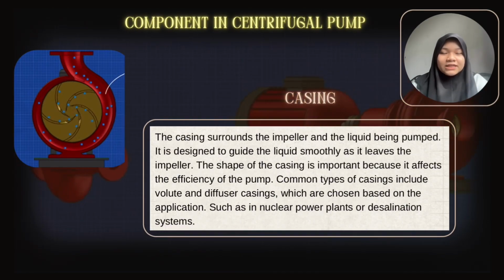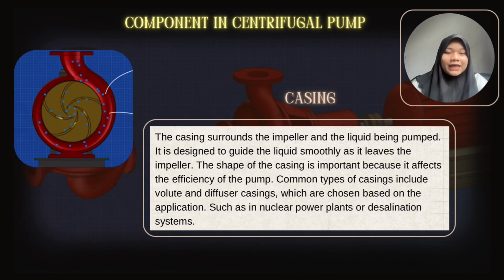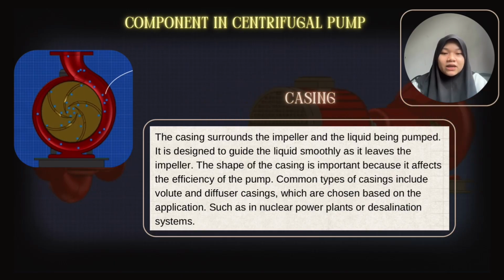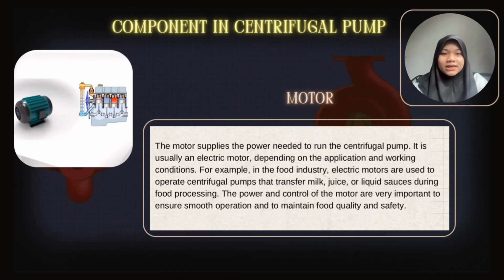Secondly, the component in a centrifugal pump is the casing. The casing surrounds the impeller and the liquid being pumped. It is designed to guide the liquid smoothly as it leaves the impeller. The shape of the casing is very important because it affects the efficiency of the pump. Common types of casing include volute and diffuser casing, which are chosen based on the application, such as nuclear power plants or distillation systems.